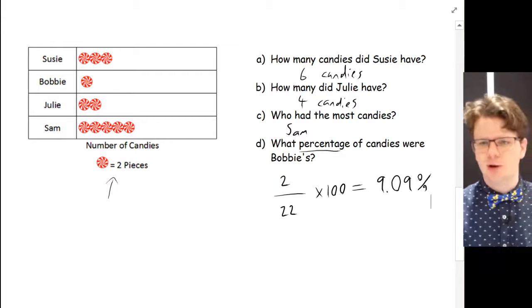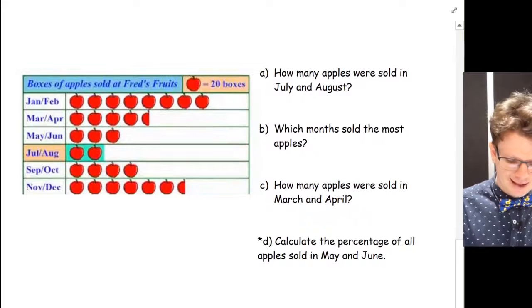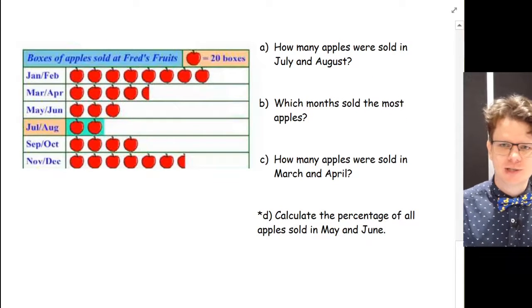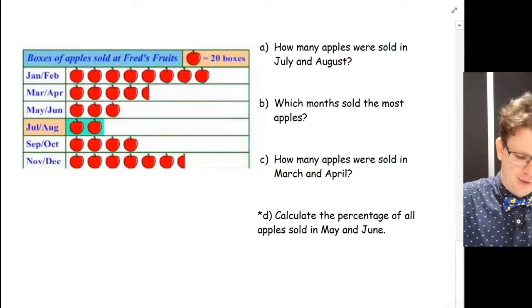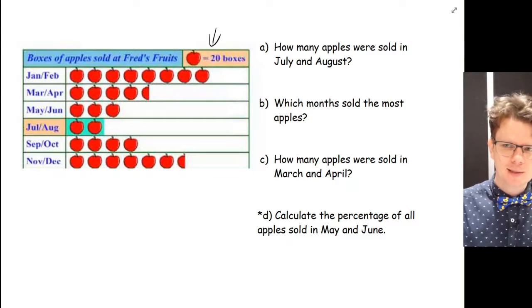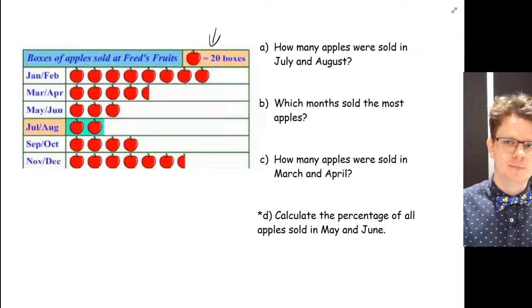Alrighty. So your final task for this lesson, have a look at this one. And once again, I've put a little challenge question down the bottom. It's a little bit harder. Each apple in this one represents 20 boxes of apples. Okay? So each apple is 20 boxes. Alright, so have a go through this one. It's a little bit trickier, but I think you'll be able to get it. Alright, so pause the video, have a go through these 4 questions.